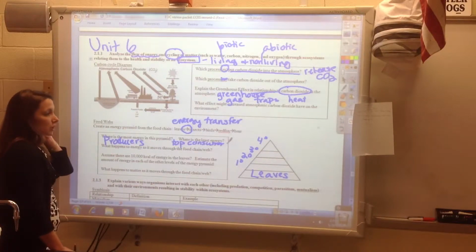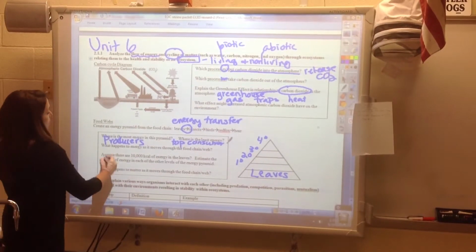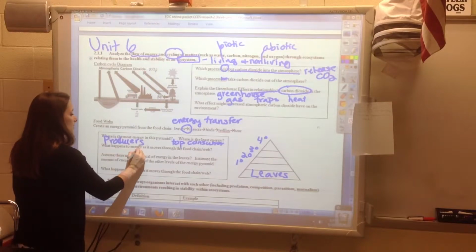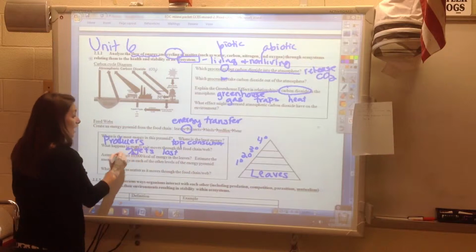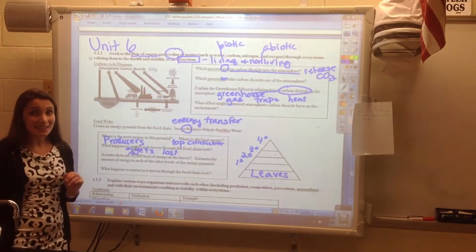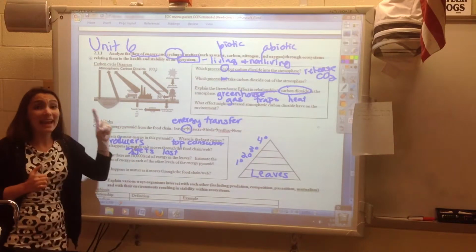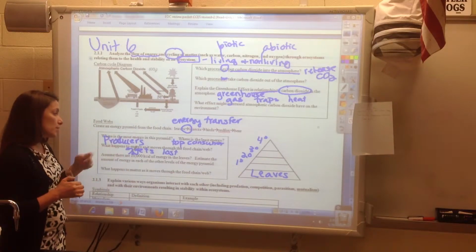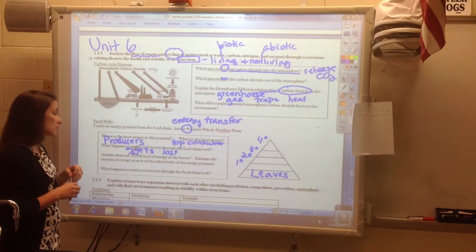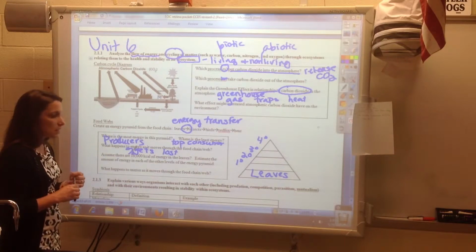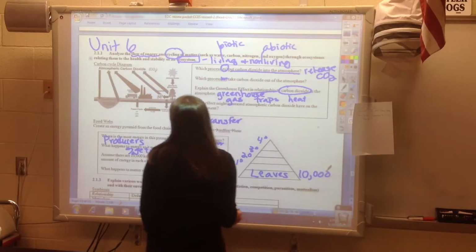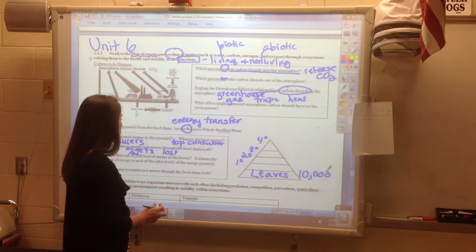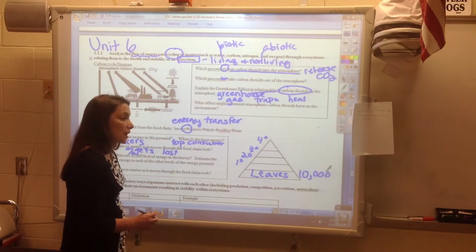What happens to energy as it moves through a food web? Remember, some of it gets lost. Do you remember what percent of the energy gets lost? Remember, we gain 10%, so you should be able to tell me what percent of the energy gets lost. Assume there are 10,000 kilocalories of energy in the leaves, meaning all the leaves in that environment have 10,000 kilocalories of energy. Estimate the amount of energy at each of the other levels.